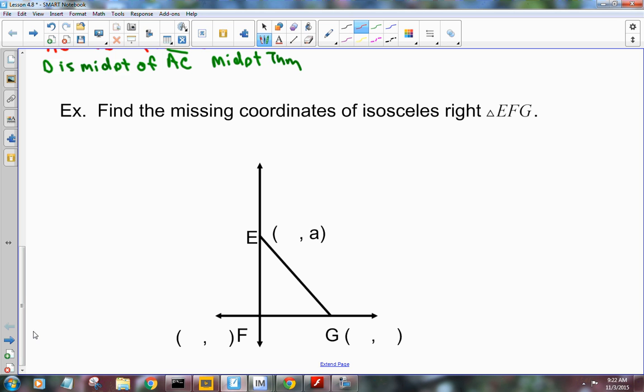Okay, here's another one. Find the missing coordinate of isosceles right triangle EFG. Now, before you do this one, some of you may not remember all the terms of a right triangle, but in a right triangle, the two sides that make up the right angle, those are called legs. And then the side across from the right angle, what's it called? This is called the hypotenuse.